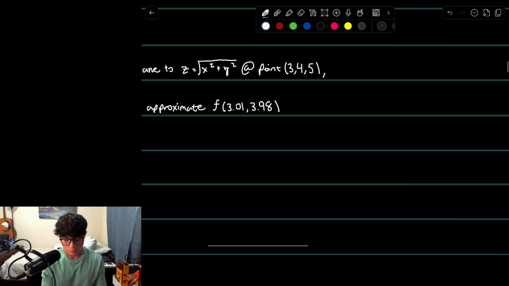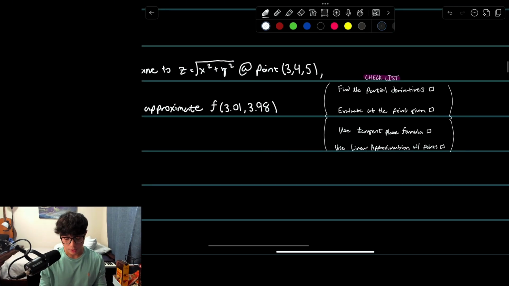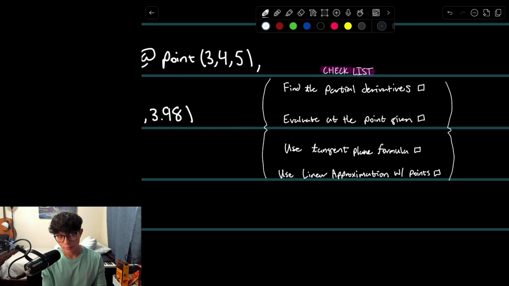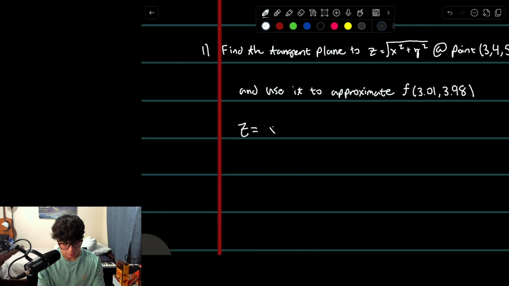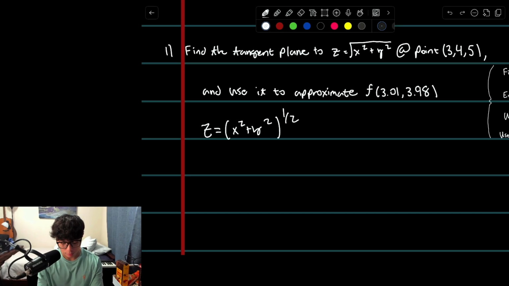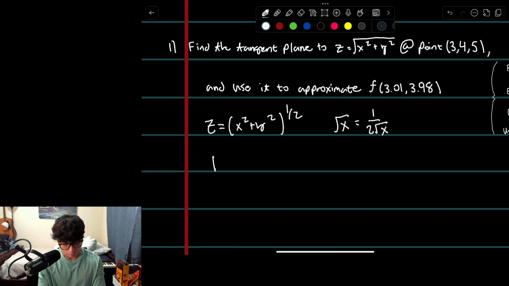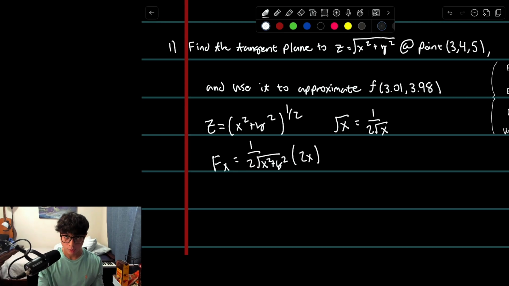Just like the previous tutorials, I'll summon a checklist, with the first step being find the partial derivatives. We can rewrite z equals (x squared plus y squared) to the power of 1/2, since it's the same thing, and we know that the derivative of the square root of x equals 1 over 2 square root of x. So with the same logic, the partial derivative of f with respect to x is 1 over 2 times the square root of x squared plus y squared, times 2x, because we use the chain rule to find the derivative of the expression under the square root.